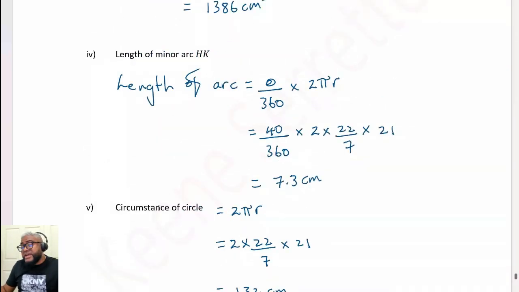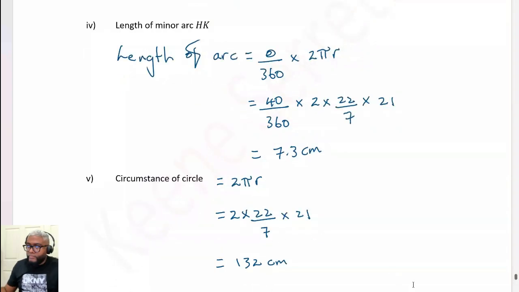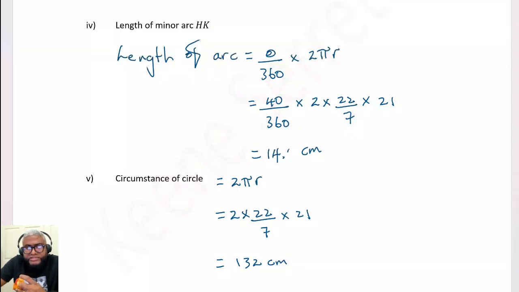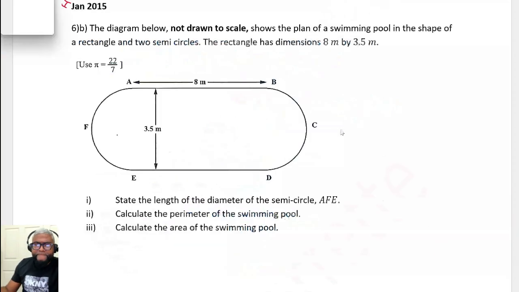Anybody have any questions here, guys? No, sir. 14.67, if you round it up, is the length of the minor arc, not 7.3, right? So the people who got 7.3, I think they didn't multiply by the 2 here. Probably forgot to multiply by the 2. Right, guys? I'm going to pause this, hold on.